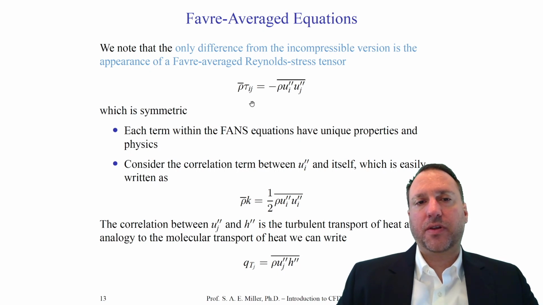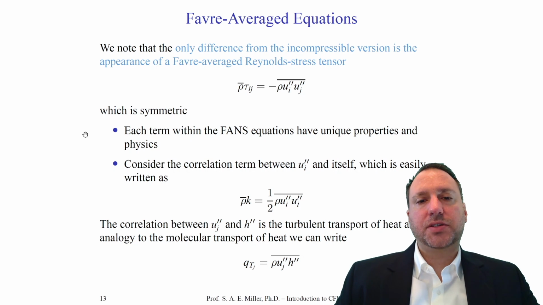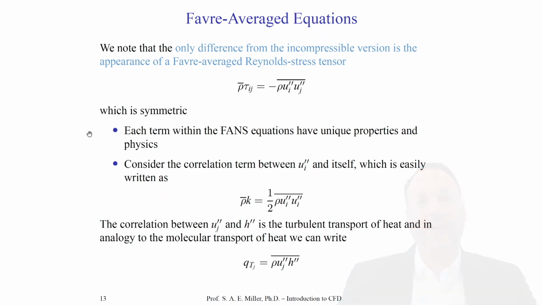We would divide the whole thing by rho bar, which is the average of density, and find, of course, the Favre-Reynolds average stress. This also has some of the same properties as the traditional Reynolds stress tensor. One, of course, is symmetric, and each term within the Favre-Averaged Navier-Stokes equations will have unique properties in physics. But it's wonderful it's symmetric because of the same properties. We actually reduce the number of equations or terms that we need to model by 3, because of course it's a 9 by 9 tensor.